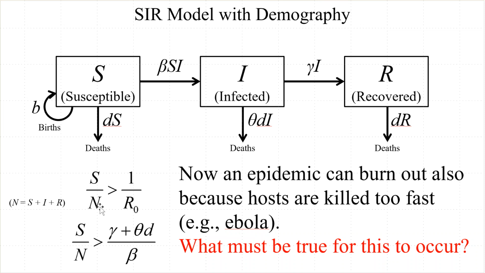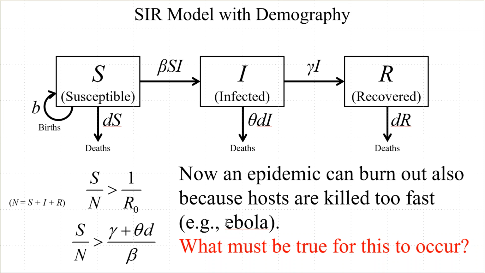So now if we substitute our new R naught into this equation, we end up with this. We end up with the frequency of susceptible individuals has to be greater than this quantity, or this quotient. Now let's think about this. So in this model, gamma and beta are still the same problems, but death of infected individuals makes it harder for the pathogen to maintain itself in the host and to sweep through the host. And in fact, the greater the death rate caused by the pathogen, the harder it is for the pathogen to maintain itself.